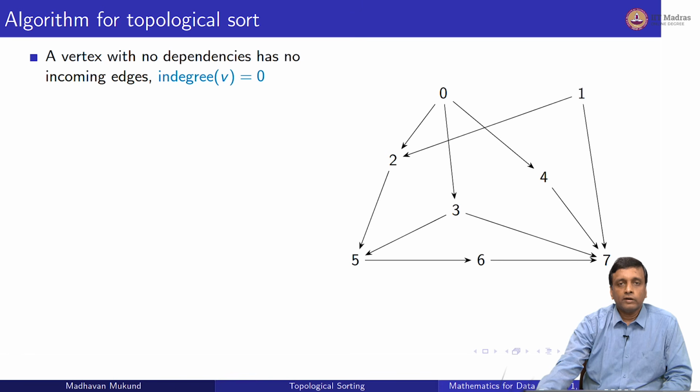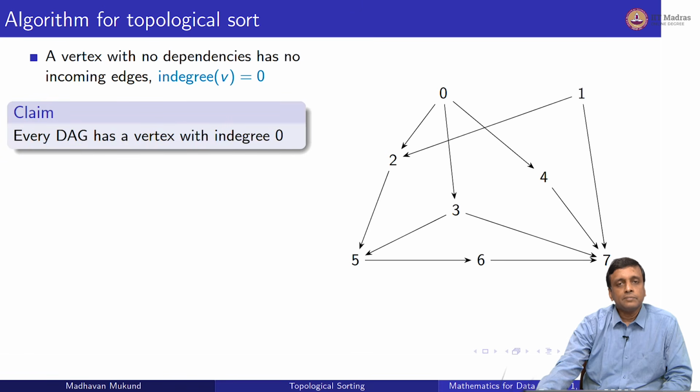What we are looking for is a vertex with no dependencies. That means nothing is pointing into it. V does not depend on anything, so there is no edge of the form (u, v). So why must there be such a vertex, right? So the claim is that every DAG must have such a vertex with in degree 0.